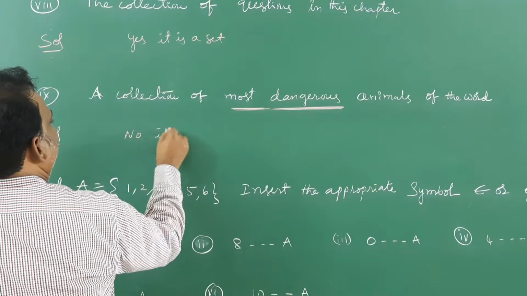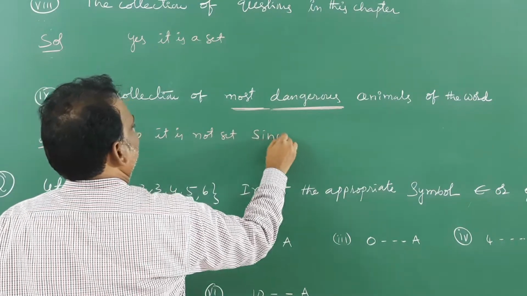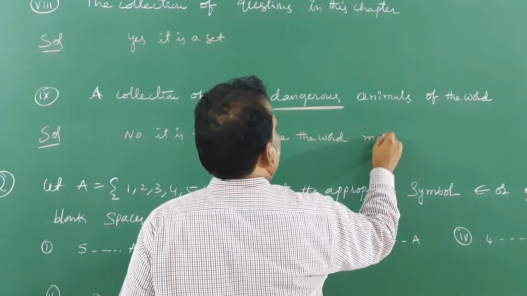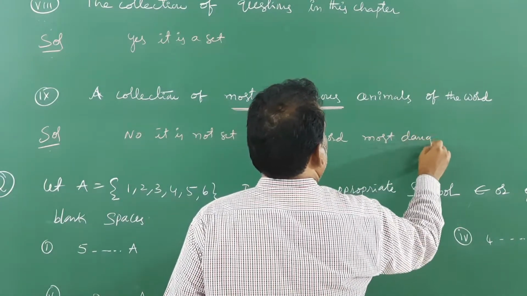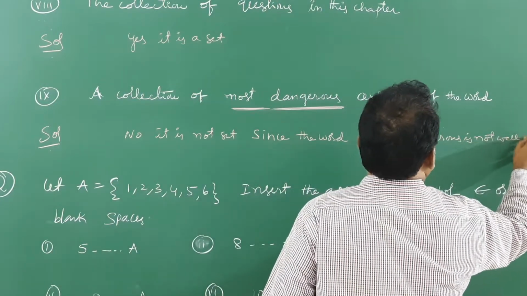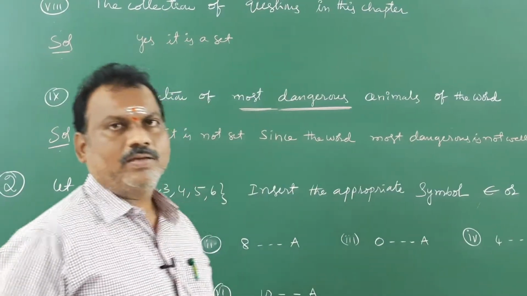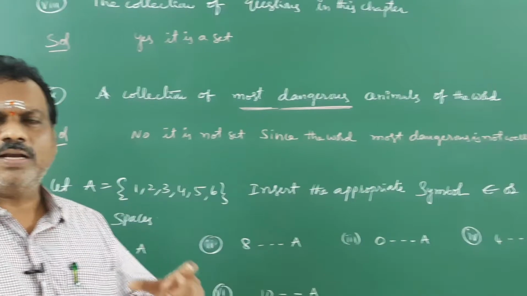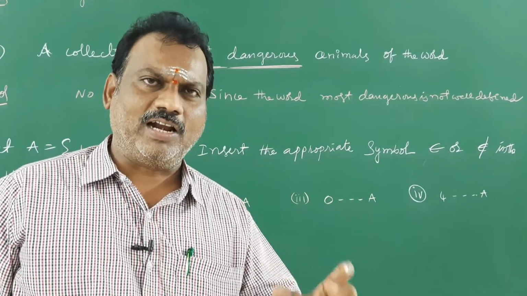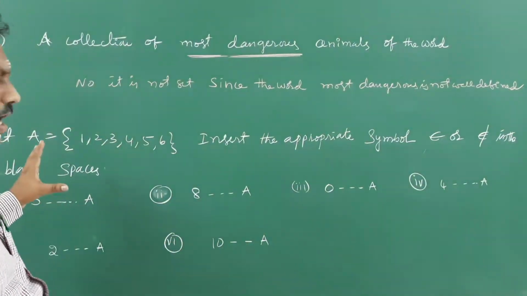No, it is not a set, since the word most dangerous is not well defined. That is it, students. So this is the first Roman. We just have to say whether the given statement or given sentence is a set or not, based on the given information, right? So we'll go through the second question.